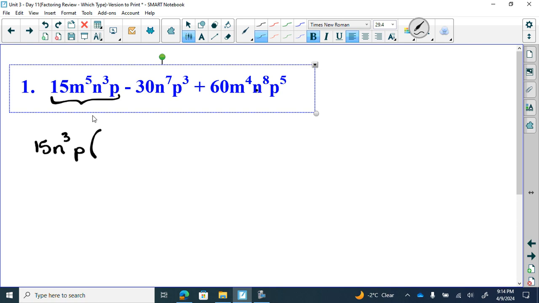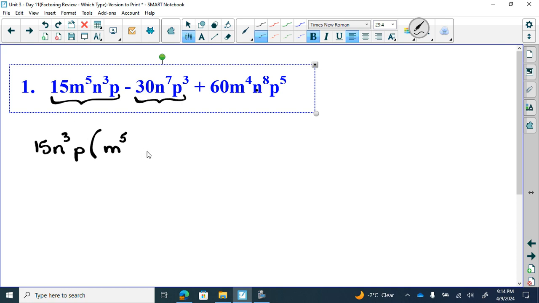15 divided by 15 is 1. The m to the 5th is going to come down. N to the 3rd divided by n to the 3rd would be n to the 0, or a 1, so I don't have to write it. P to the 1st divided by p to the 1st would be p to the 0, which is 1. I don't have to write it. Move on to term 2. Term 2 divided by the common factor.